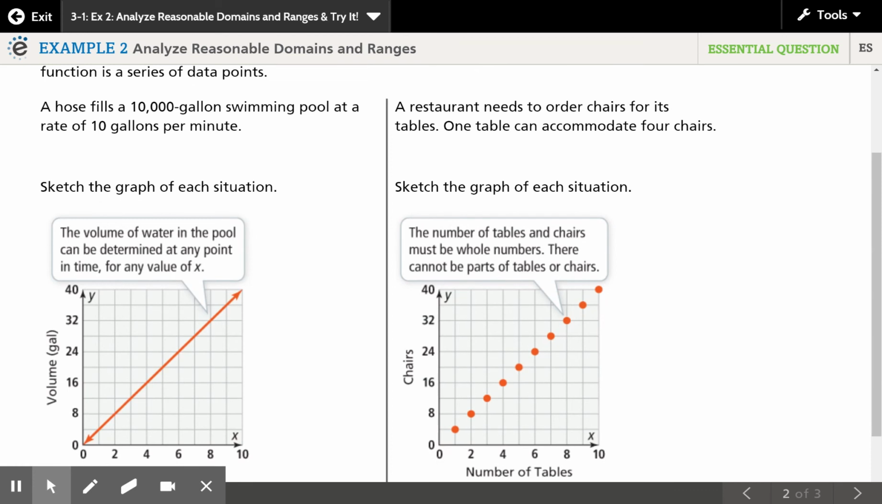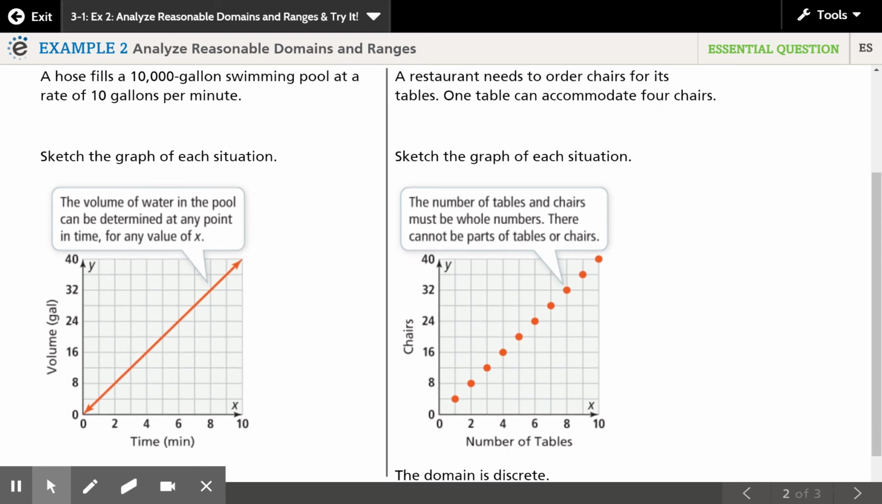this graph of you filling up a 10,000 gallon swimming pool, that's continuous because you can have 1.5 hours, you can have 8 hours, it goes on. So the volume of the water in the pool can be determined at any point in time. So if your employer who's making you fill up the pool says, all right, how much have you done in 5 hours? You can say, okay, boss, I've done that amount of gallons because it's continuous.